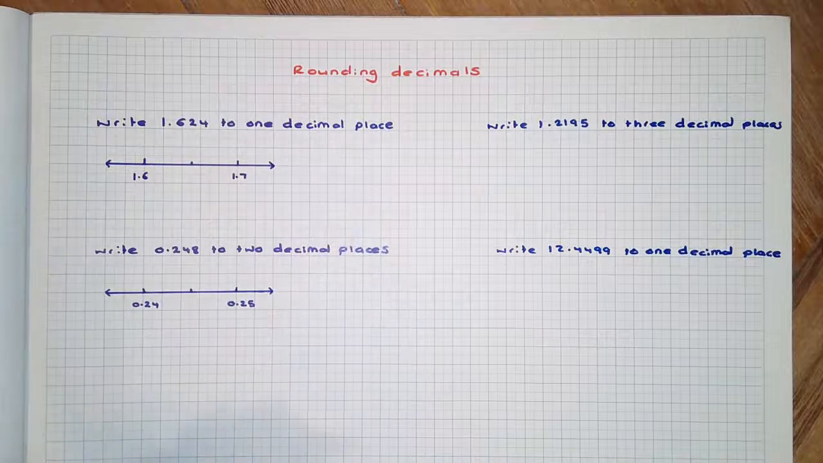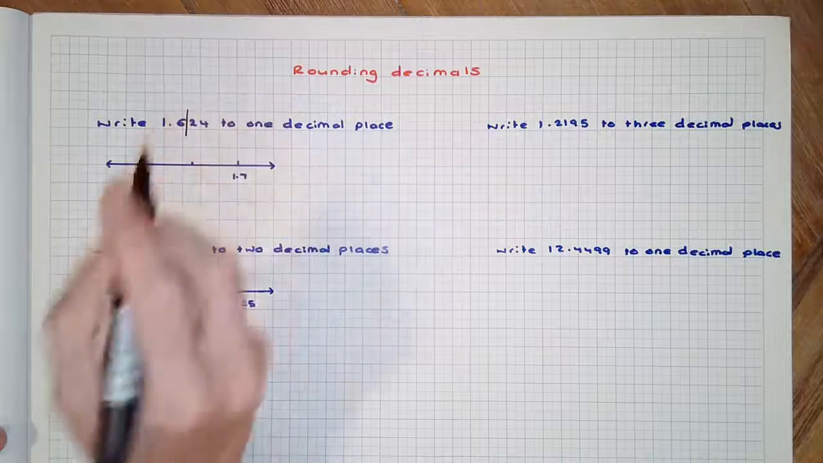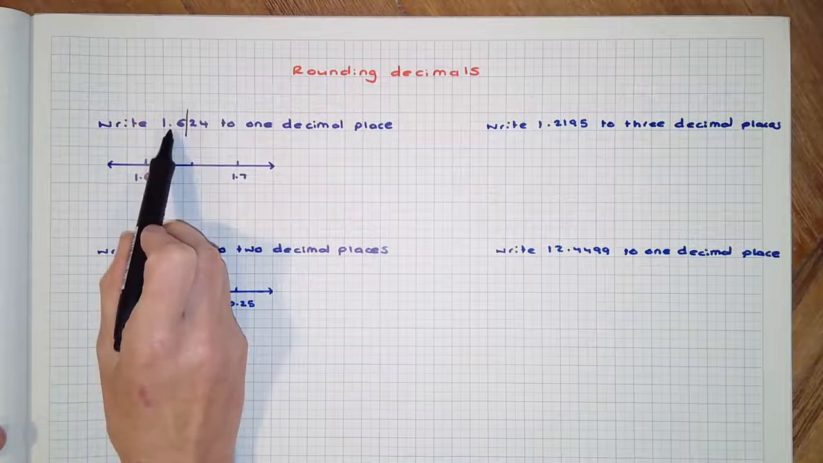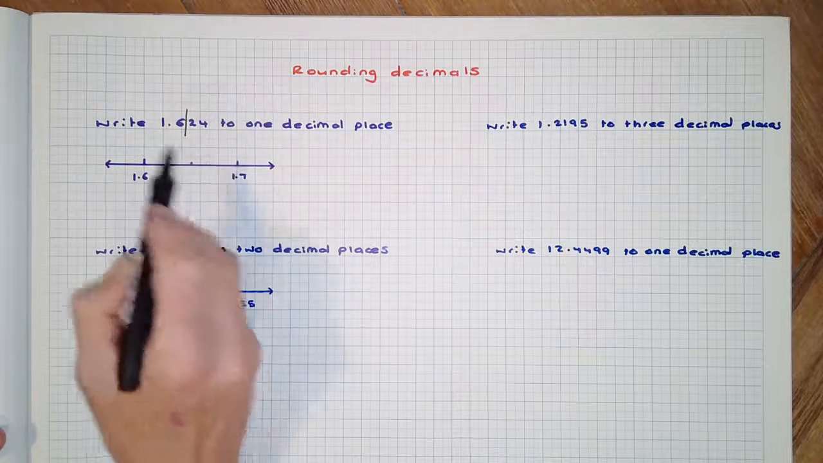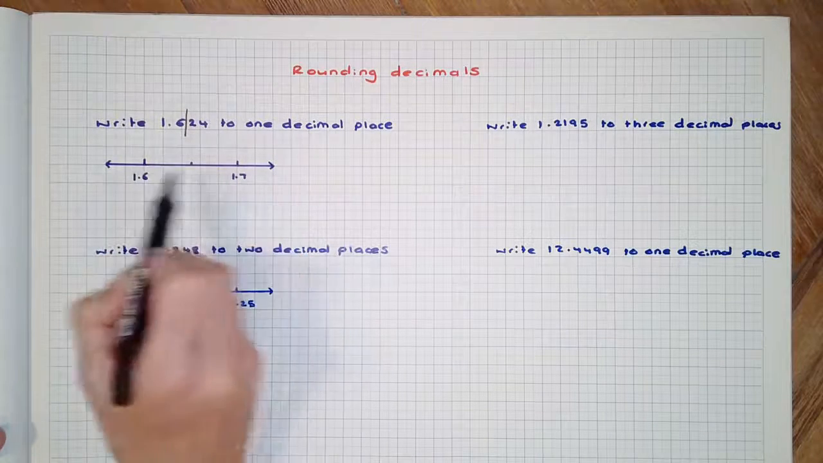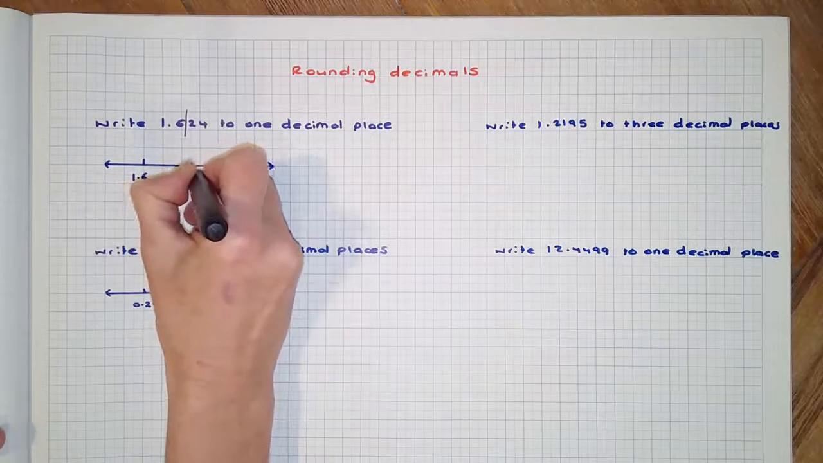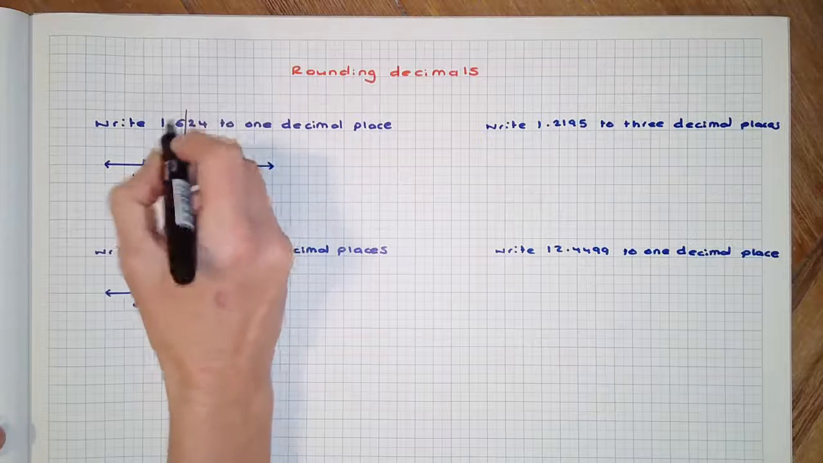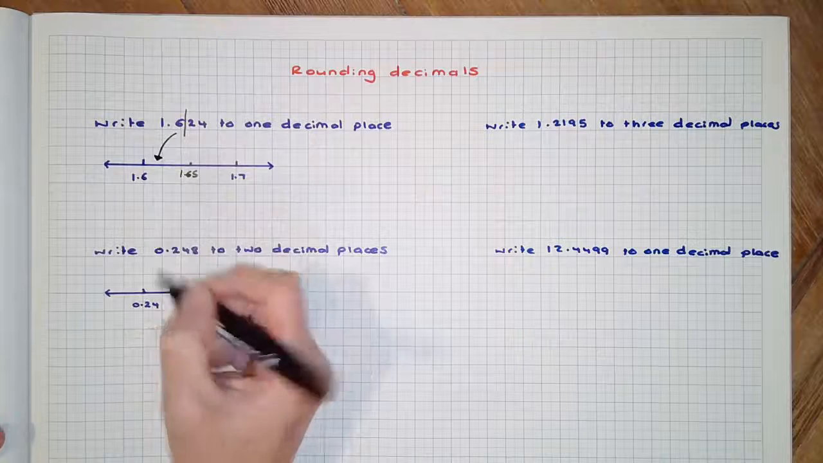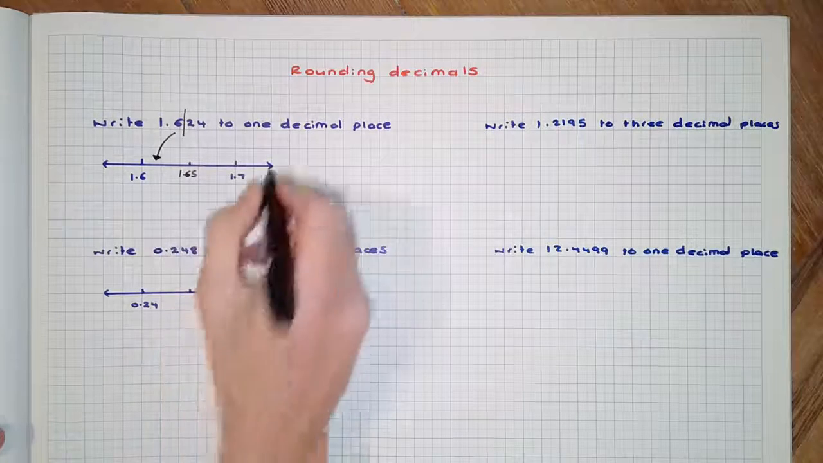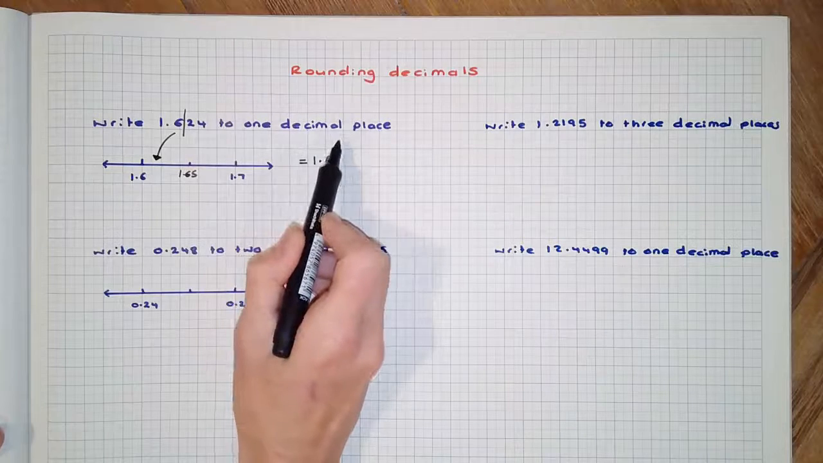If you think about this number, 1.624 with one decimal place, ask yourself, is this number closer to 1.6 or another number such as 1.7? If we made a number line, halfway between 1.6 and 1.7 is 1.65, and we can see that this number would be on the left-hand side of 1.65, so it is closer to 1.6. Therefore, we round to 1.6 with one decimal place.